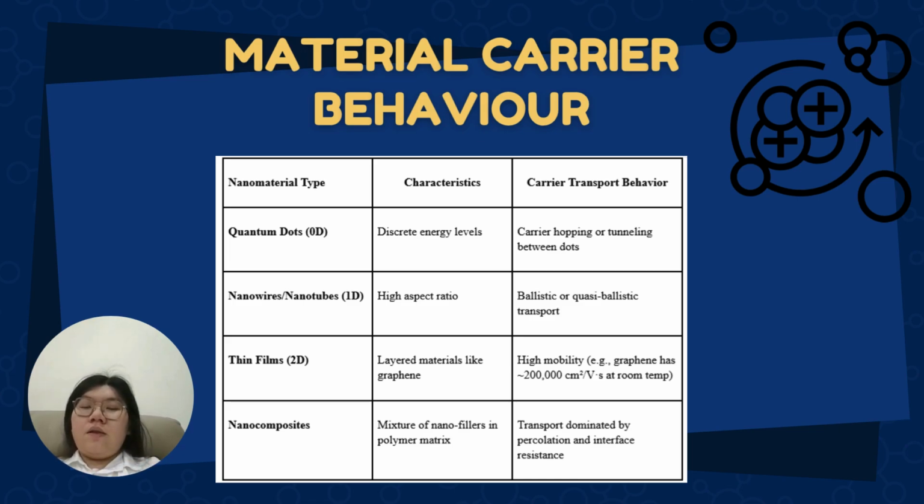Then the third one is 2D, which is known as thin film, which is a layered material like graphite. But in this type, it has high mobilities. Example, the graphite has 200,000 cm squared per Vs at room temperature. Then the last one is nanocomposite, which is a mixture of nanofiller in the polymer matrix, and it will transport dominated by percolation and interface resistance.